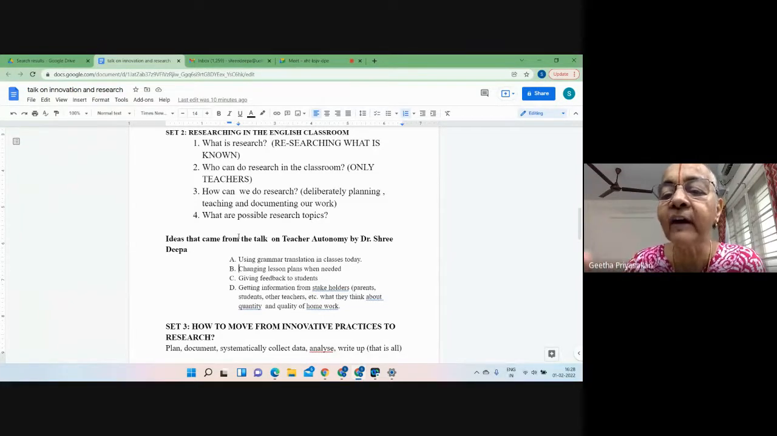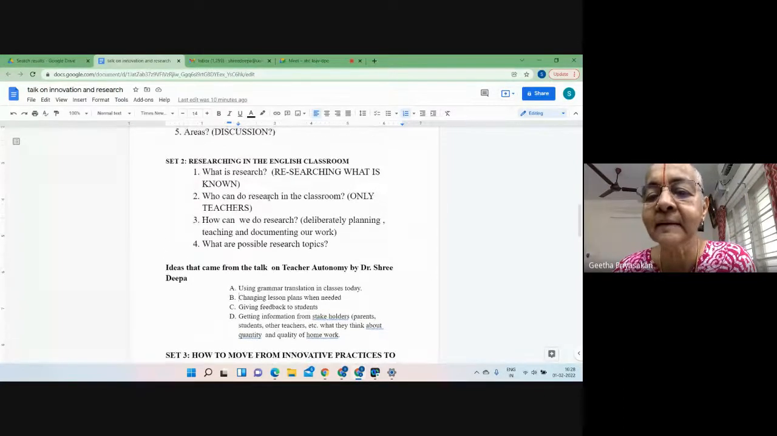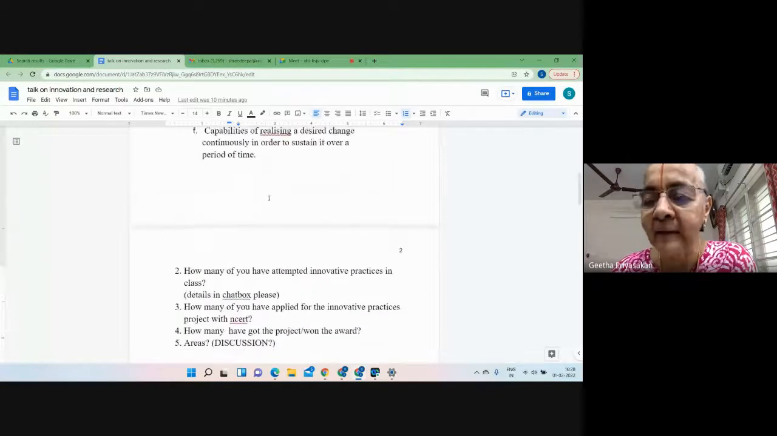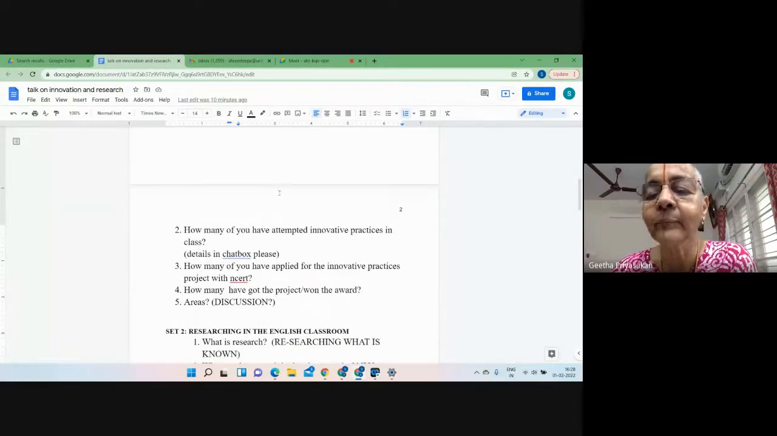This is a fun language game. This is an innovation. And this can become, we give them a vocabulary test at the end of 3 months. It can become an innovative practice that you can document and write and submit for an ERT award. It is as simple as that. Innovative practices: anything new that is not in your syllabus, in your methods and materials.